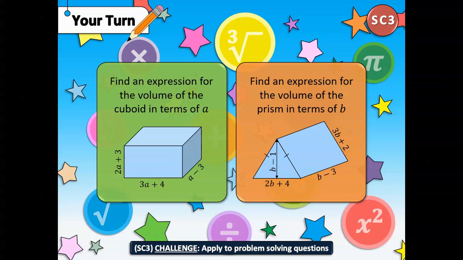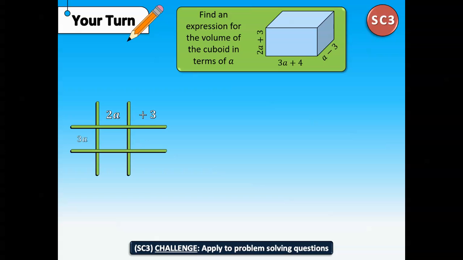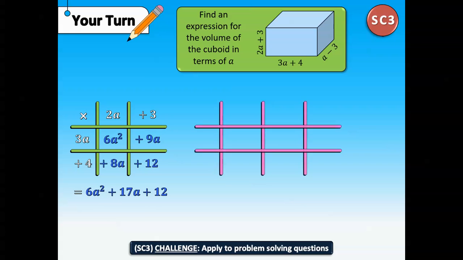Here are two questions for you to have a go at. Pause the video, and when you're ready to mark your work, press play. Here are your answers. So for the green question, we're going to do 2a plus 3 times 3a plus 4, which is 6a squared plus 17a plus 12.